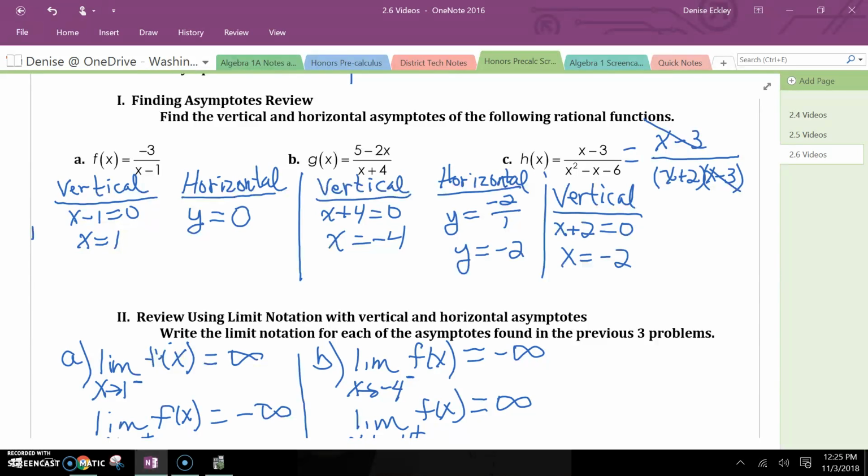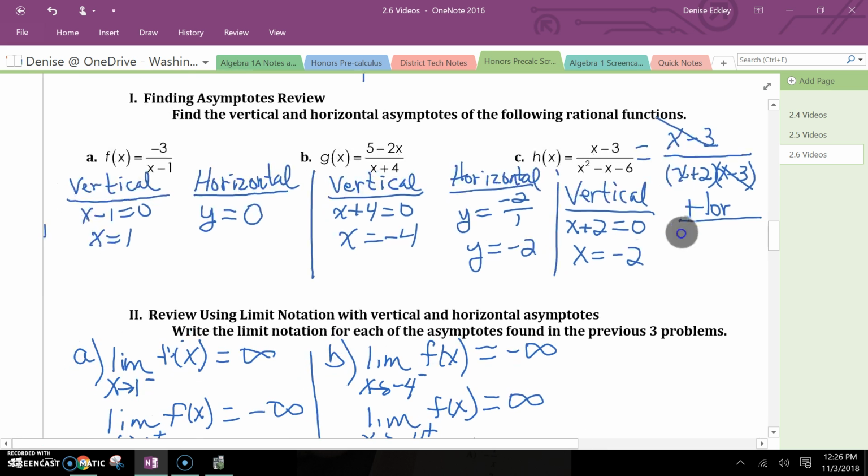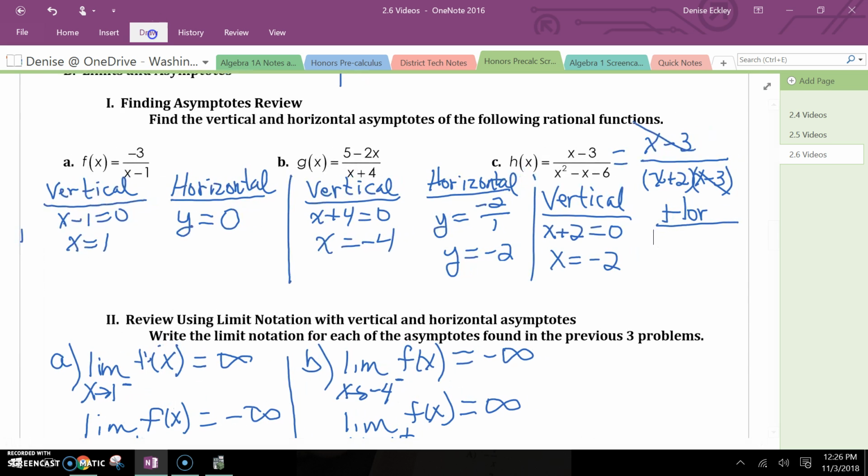Then for the horizontal, we want to look again in the original function at the degrees of the two polynomials. So in the numerator, x minus 3 is degree 1, and x squared minus x minus 6 is degree 2. So the degree in the denominator is greater than the degree in the numerator. So we're going to have the horizontal asymptote of y equals 0.